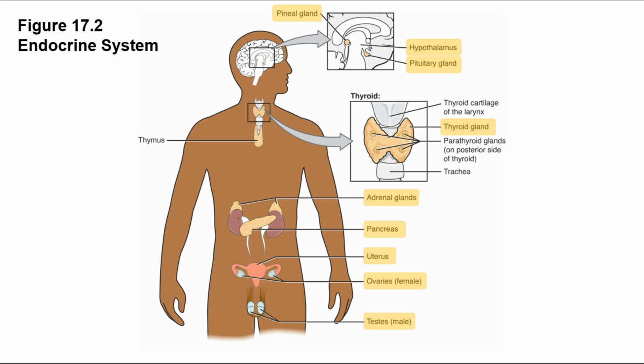Moving inferiorly, we find the thyroid gland, which is surrounding the superior aspect of the trachea. The adrenal glands are the pyramid-shaped glands that sit atop the kidneys. The pancreas is in close proximity and closely associated with the digestive system. The reproductive structures of the uterus, the ovaries, and the testes have hormone-producing cell clusters within them.